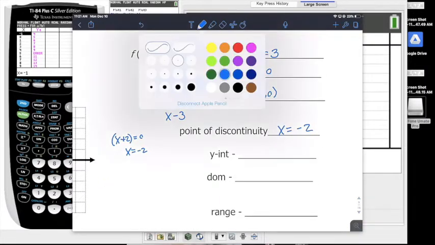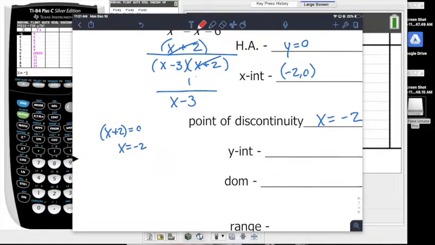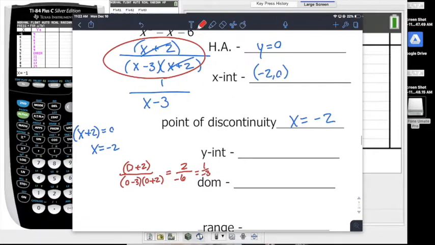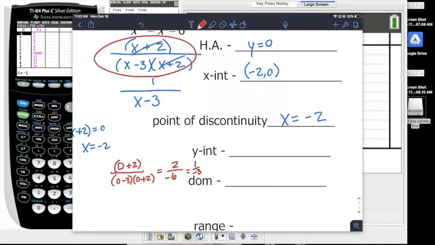For your y-intercept, plug in 0 for x. I'm going to plug it into the factored form right here. So that would be 0 plus 2, over 0 minus 3, and then 0 plus 2. All right, which is basically going to be 2 over -6. That's going to come out to -1/3. So we'll say that that is 0 comma -1/3.